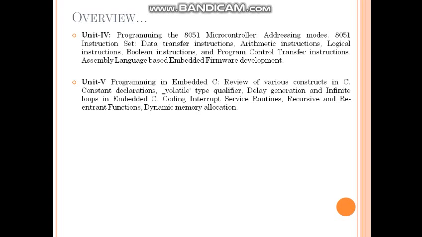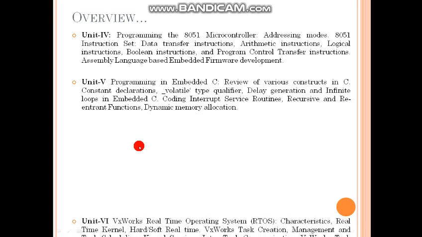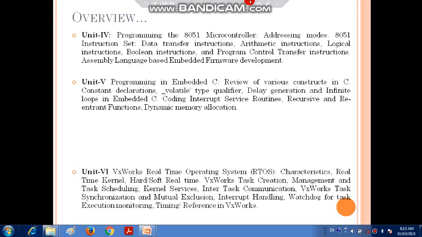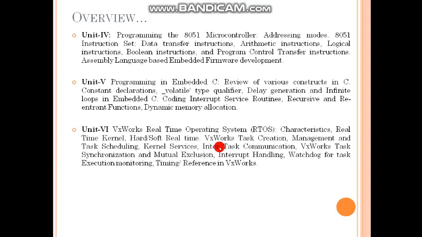That is the review of various constructs in C, constant declaration, volatile type qualifier, delay generation, and infinite loop in embedded system C, coding interrupt service routines, subroutines, recursive and non-reentrant functions, and dynamic memory allocation. These are the important points of unit number 5 that we also discuss. After completing unit number 5, we will move to unit number 6. Up to unit number 5, the complete part will be the same, independent of each other.